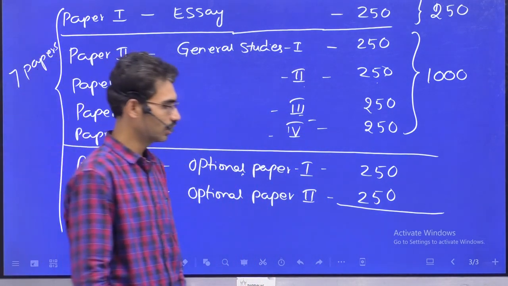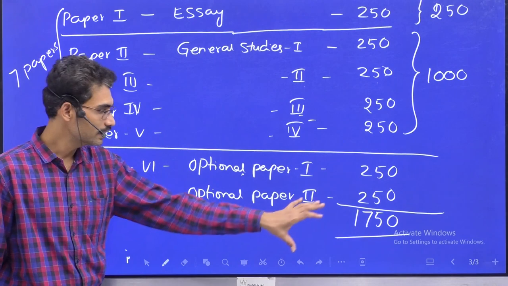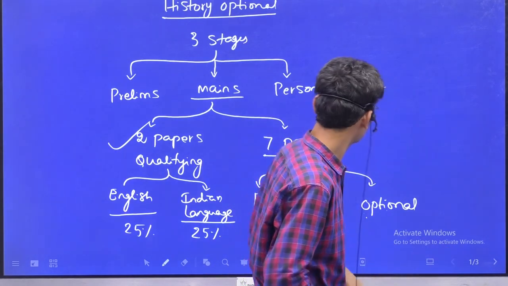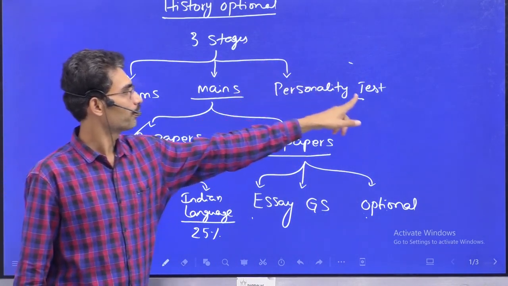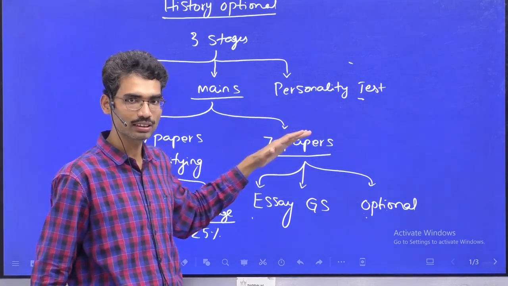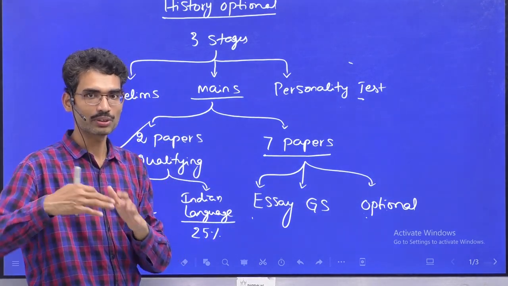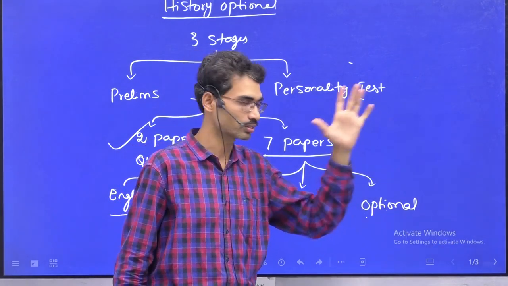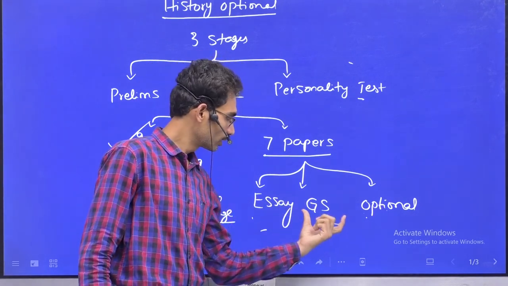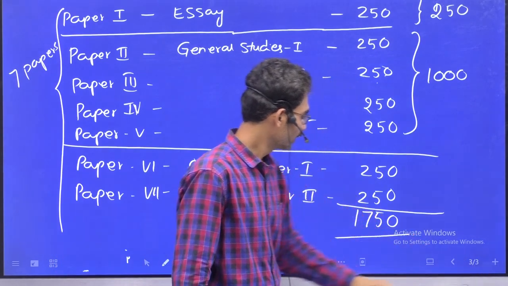So what is the total score? 1,750. These 1,750 are the total marks, and you need to score enough out of this to qualify for the personality test. We will see how much the first ranker, second, third, fourth, up to fifth scored in the mains examination and how much they scored in the personality test. As the first ranker is from history optional, we have a reference of history optional marks also. Essay, general studies, optional: 1,500 plus 250, 1,750. And this is the score.